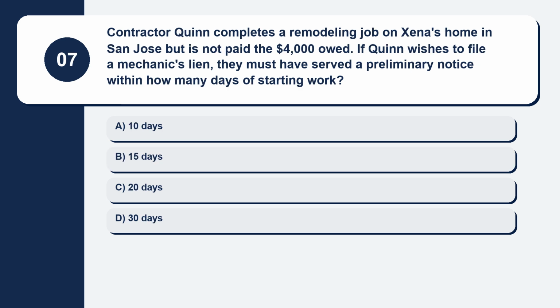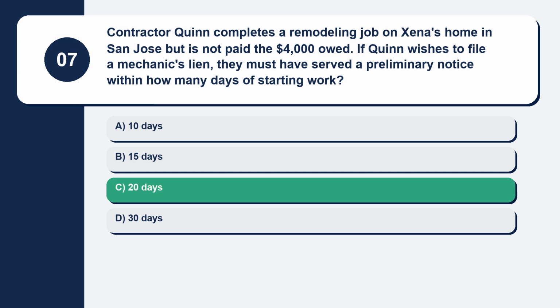Question 7. Contractor Quinn completes a remodeling job on Zena's home in San Jose but is not paid the $4,000 owed. If Quinn wishes to file a mechanic's lien, they must have served a preliminary notice within how many days of starting work? Here are your options. Option A, 10 days. Option B, 15 days. Option C, 20 days. Option D, 30 days. The correct answer is option C, 20 days.